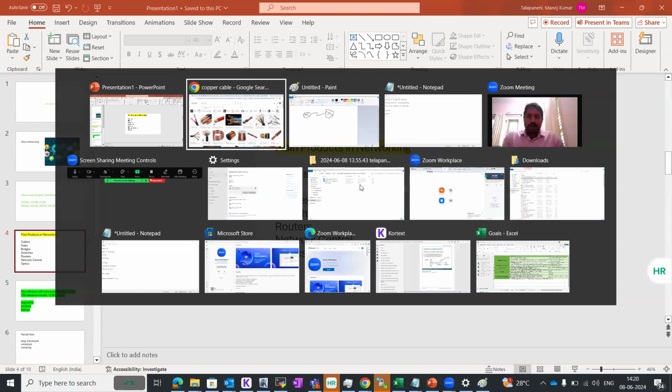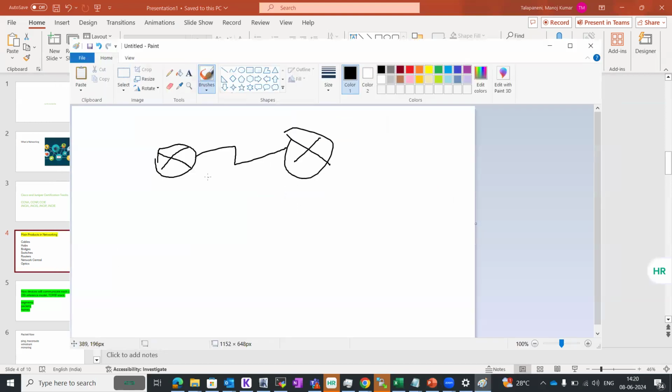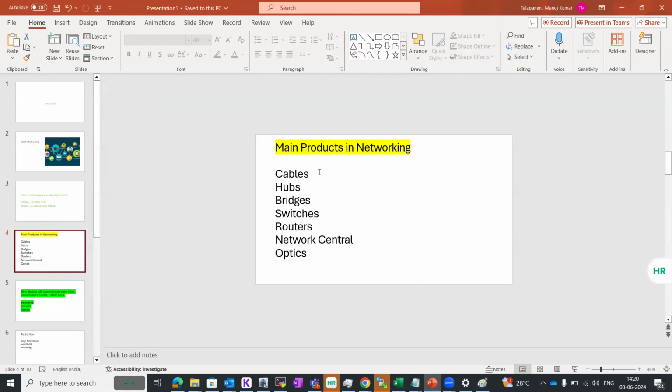Between similar products we will use crossover cables, and we will use a rollover cable for console connections. We will use straight cables between different types of boxes like routers and switches. And we also have fiber cables, which are high speed and long distance cables. These are the various types of cables we use in today's networking.